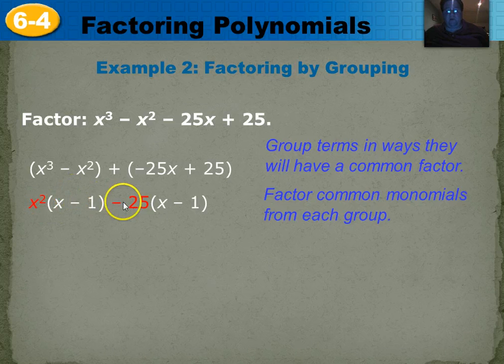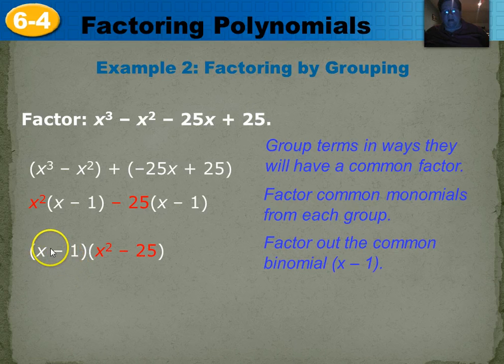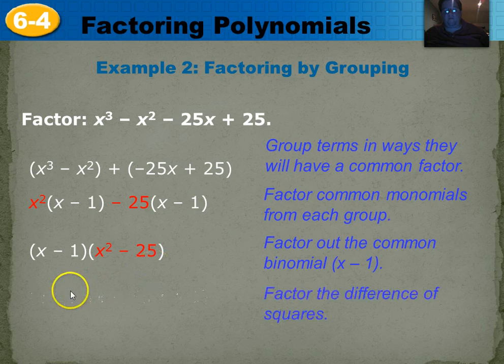But since both of these terms in red are being multiplied by x minus 1, I can rewrite it like this: x minus 1 times x squared minus 25. That is a difference of squares. We factor it. We have x minus 1 times x minus 5 times x plus 5. And we're done.